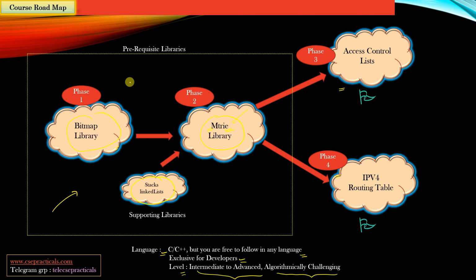First, we are going to implement the prerequisite library, which is the bitmap library. A bitmap is nothing but just an array of bits and nothing else. And along the way, we also need the basic data structures, stacks and linked lists, to support the implementation of our mtry library. And eventually, when our mtry library is ready, we will use it in order to implement the access control list and IPv4 routing table. So phase 3 and phase 4 are eventually the final product of this course.